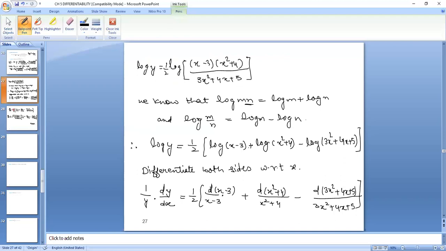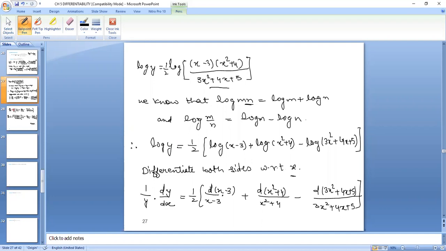So we will be having log of x minus 3 plus log of x square plus 4 minus log of 3x square plus 4x plus 5, because this term is in the denominator. That is why we are taking the sign of difference here. Now, after solving the log terms, we will differentiate both sides with respect to x. The first step is taking log, then simplify the log term as much as we can. Then after simplification, differentiate both sides with respect to x.